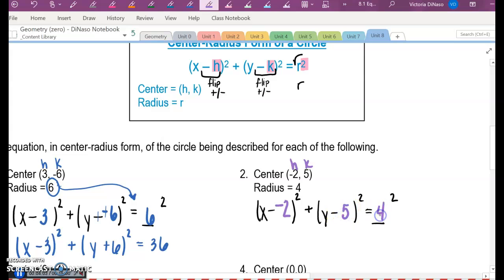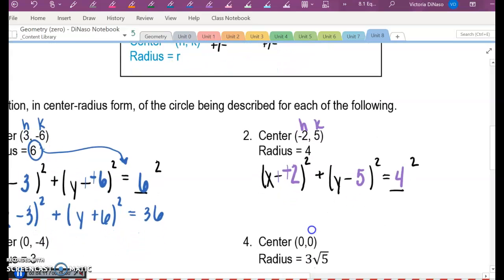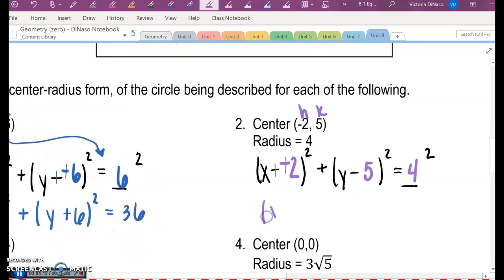and then we have equals 4 squared. So we're going to change this into plus, and then we have to change that 4 squared into 16. So we have (x plus 2) squared plus. So that one changed. We had to take that double negative and turn it into positive 2. And then we have (y minus 5) squared, and then we have equals 16.